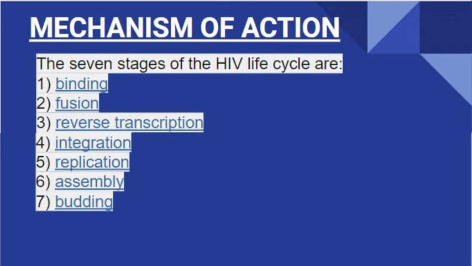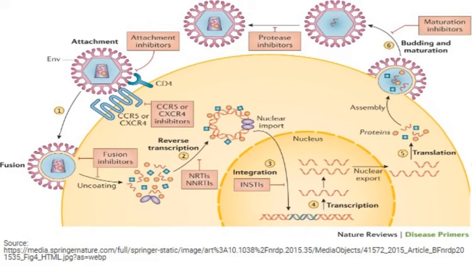Mechanism of action of HIV virus. The 7 stages of HIV life cycle are binding, fusion, reverse transcription, integration, replication, assembly, and budding. The following diagram shows the life cycle of HIV. We will discuss the 7 stages. The first stage is the binding stage, also known as attachment stage. HIV binds to the receptors on the surface of a CD4 cell. These receptors include initial target, which is the CD4 receptor, and the second target, chemokine receptor.